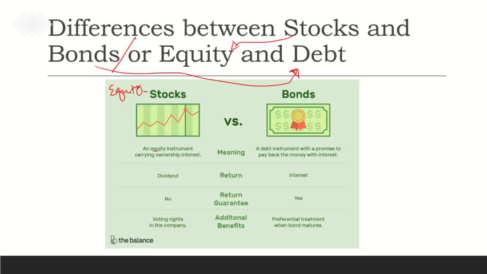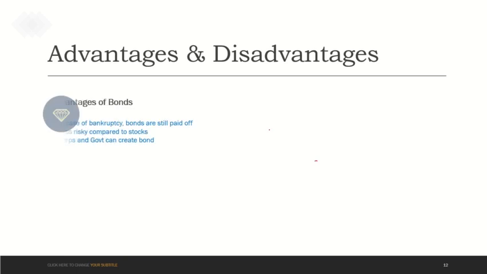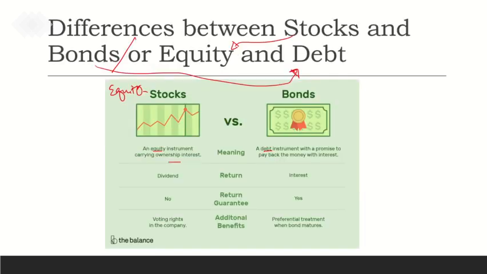So this is an equity instrument carrying ownership interest. But bonds is a debt instrument with a promise to pay back the money with interest. So that is the difference between stock and bonds. Kemudian perbezaan yang kedua adalah the return. Stocks dapat dividen, but bonds receive interest. Return guarantee, stocks tak ada guaranteed return. But bonds, yes. Every year dia akan dapat pulangan berupa interest tadi.